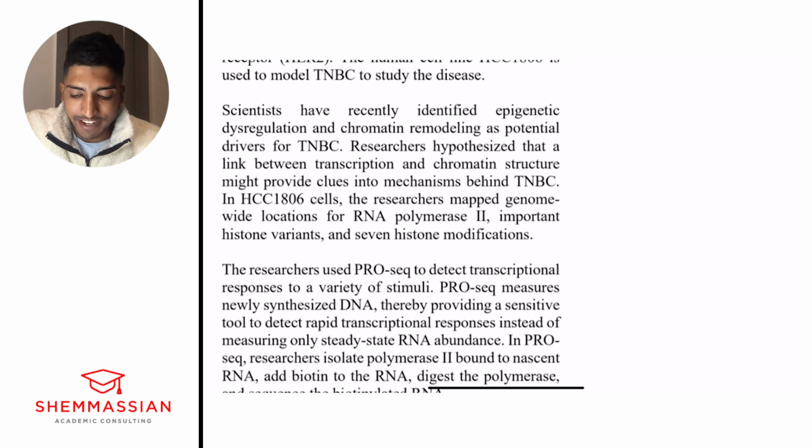Scientists have recently identified epigenetic dysregulation and chromatin remodeling as potential drivers for TNBC. Researchers hypothesized that a link between transcription and chromatin structure might provide clues into mechanisms behind TNBC. In HCC1806 cells, the researchers mapped genome-wide locations for RNA polymerase II, important histone variants, and 7 histone modifications.